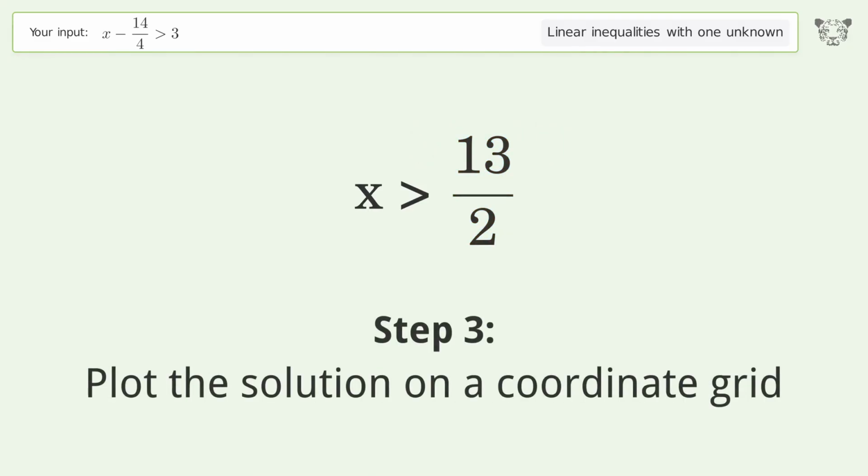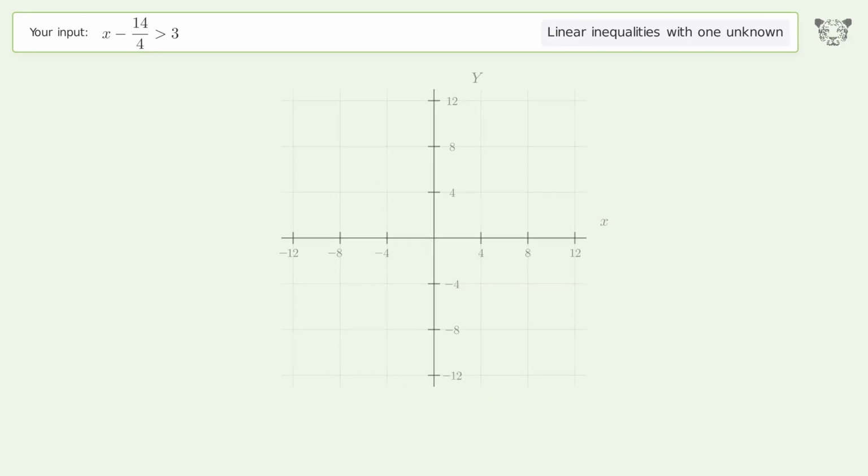Plot the solution on a coordinate grid. And so the final result is x greater than 13 over 2 greater than 61 over 2.